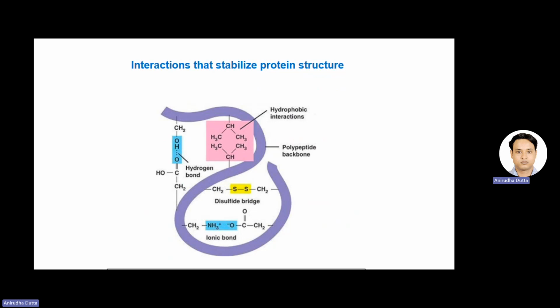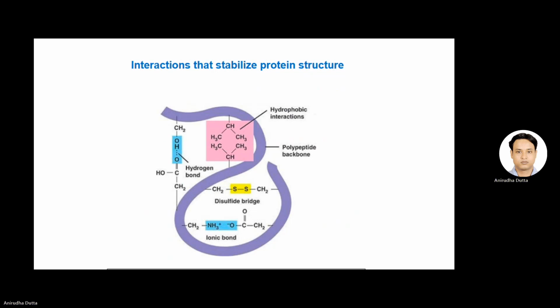And one of the most abundant interactions in the tertiary structure of protein is hydrogen bonding. Hydrogen bonding is between any functional group which has an OH, where the hydrogen is the donor, and the acceptor is either O or N. So hydrogen bonding is really abundant in the three-dimensional structure of protein.